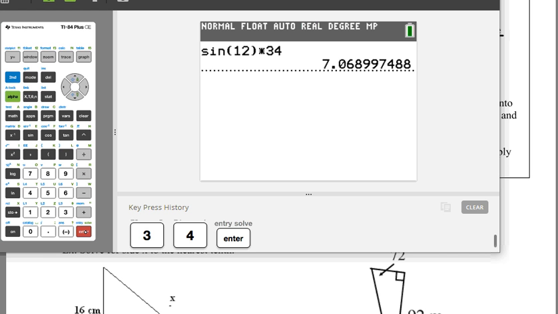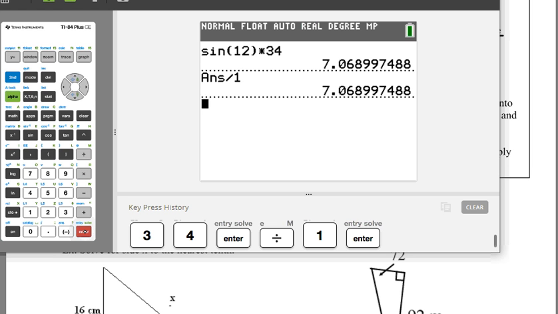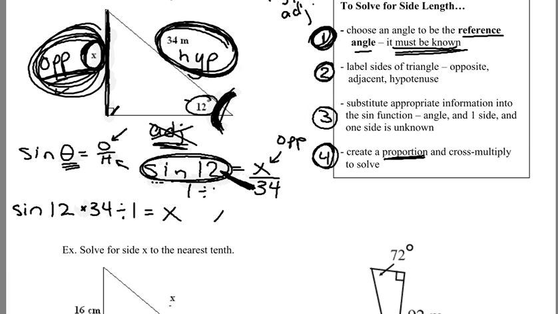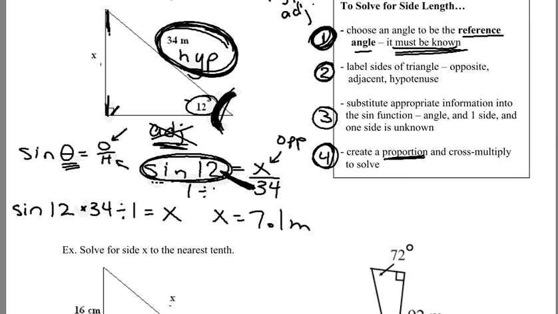There's our first calculation in the cross multiplying. And then we divide by 1. What does dividing by 1 do? Nothing. So what's the length of our side? Sides can go to 1 decimal place. Beside the 0 is a 6. 6 tells us to round up. So we end up with a side length of 7.1. X is 7.1 meters. There's what X works out to be, 7.1 meters.